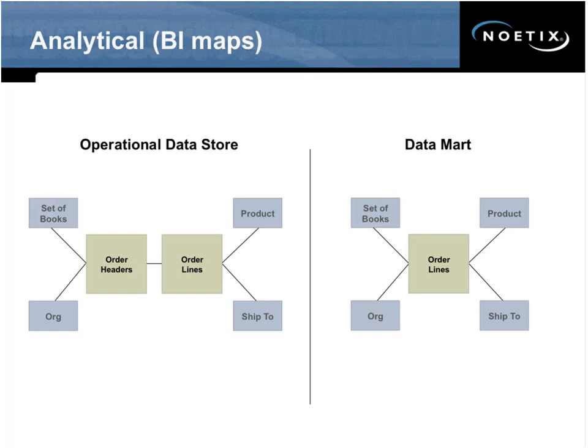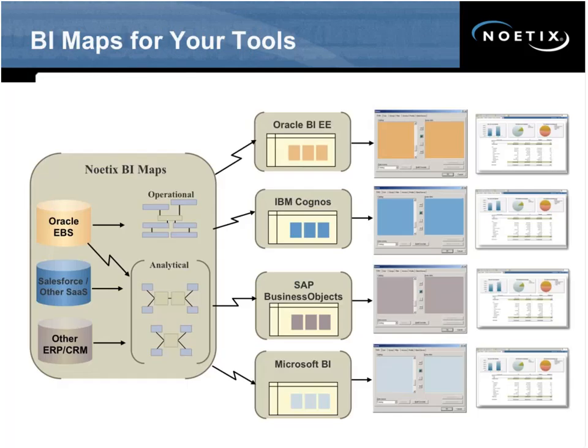So that's the core first part of what Noetics does. We provide these data models. As Eric said earlier, we provide access to data. But that's only one part of the problem because you still need to build a report in some BI platform. And you probably already have one. You may have standardized on IBM Cognos or SAP Business Objects or Microsoft's new BI platform with SharePoint and SQL Server and Office with Power Pivot.